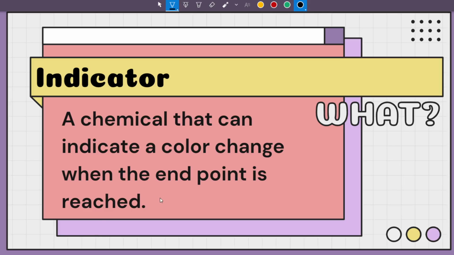So an indicator is going to be a chemical that changes colors when the endpoint is reached. Basically, these are mostly dependent upon pH. So depending on where you want your pH change to occur determines what type of indicator you use.